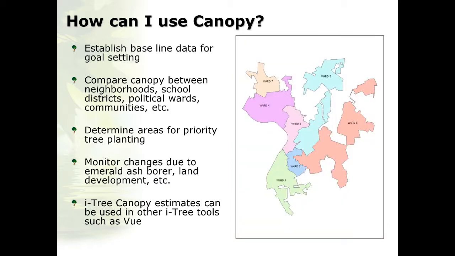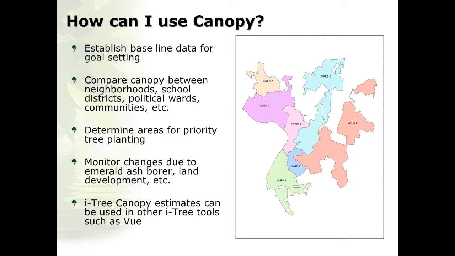Another way that canopy can be used is by doing comparisons between, say, different neighborhoods or political wards, school districts, or even different communities. If I wanted to compare, say, the city of Oconomowoc with Delafield or Watertown, just to see how they compare. It's an easy tool to use for those types of applications.